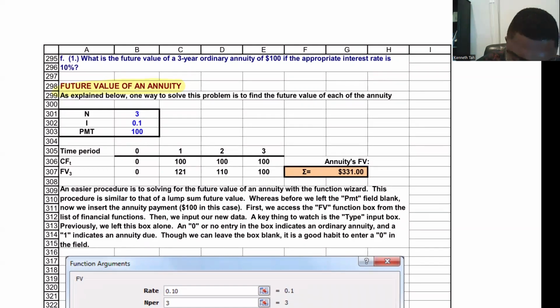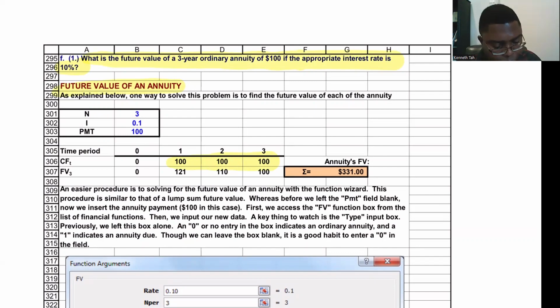So if we look at this problem, what is the future value of a 3 years ordinary annuity of $100 if the appropriate interest rate is 10%? So this is a 3 years annuity. It means that at the end of year 1, we are going to have 100. At the end of year 2, at the end of year 3, we will have $100 each.